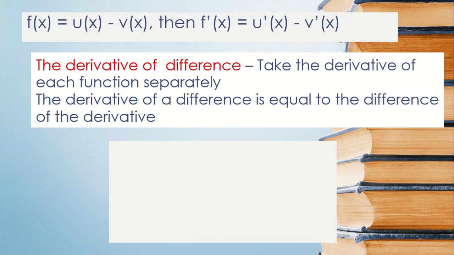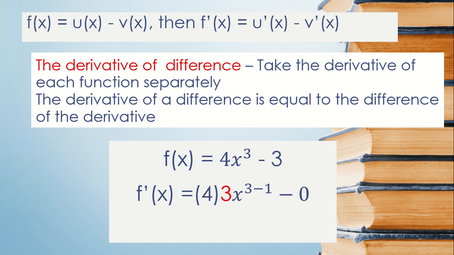Next example, the derivative of the difference. So, same with the sum. In difference, we just take the derivative of each function separately. Okay? So, the derivative of difference is equal to the difference of the derivative. So, just take the derivative of the function separately lang. So, example, 4x cubed minus 3. Anong sabi? Kukunin natin yung derivative ng each function separately. So, kunin natin yung derivative ng 4x cubed minus, kunin natin yung derivative ng 3.